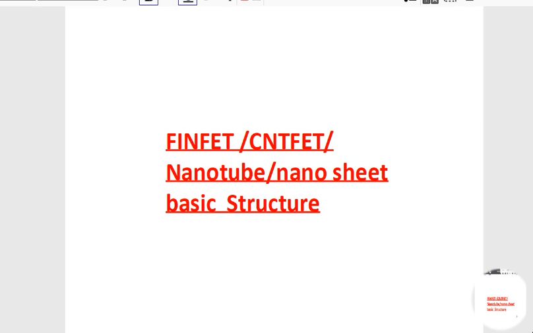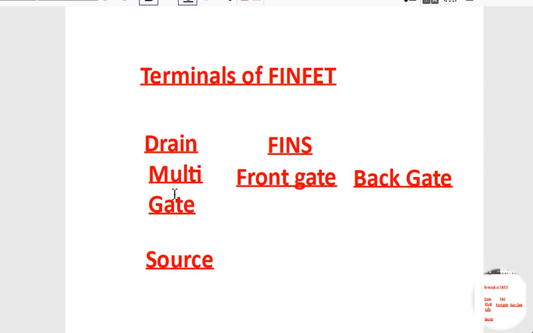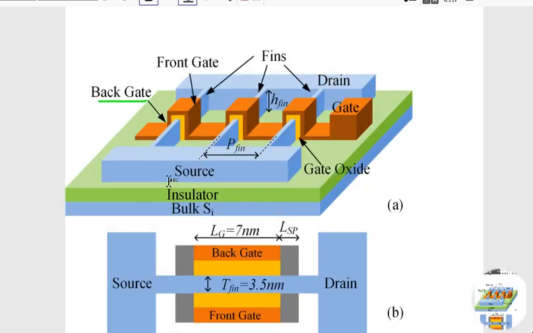So the FinFET has three terminals. Generally we know that a FET has three terminals: the drain, gate and source. But here the gates are in the form of fins, and these fins come in pairs, the front gate and the back gate, which form the gate. Okay, so this is the basic structure.